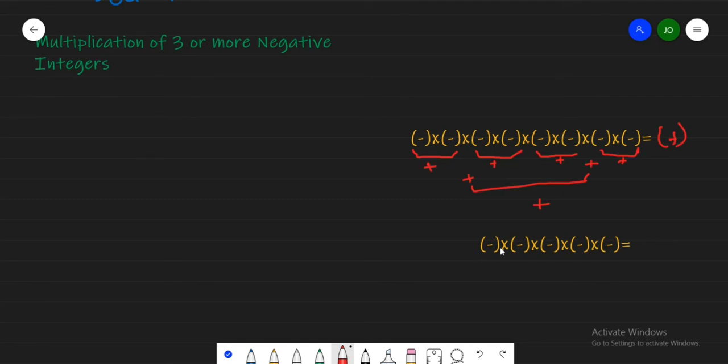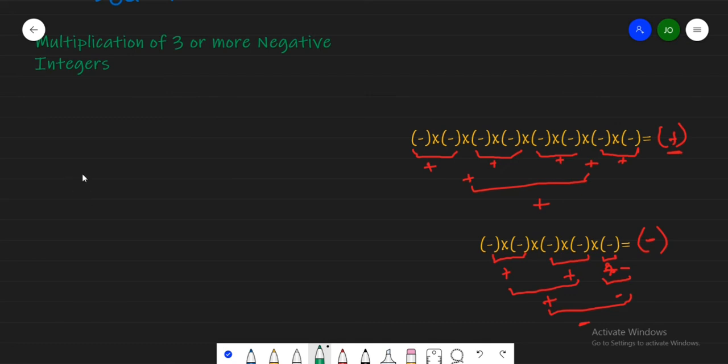Now let us do the same for this. Minus into minus will become plus, minus into minus will become plus, and minus will remain minus. Plus into plus becomes plus, and this will remain minus, and plus into minus will become minus. So if you notice this, if we multiply a negative integer an odd number of times, we get the answer as a negative integer. But if we multiply a negative number an even number of times, we get a positive integer.